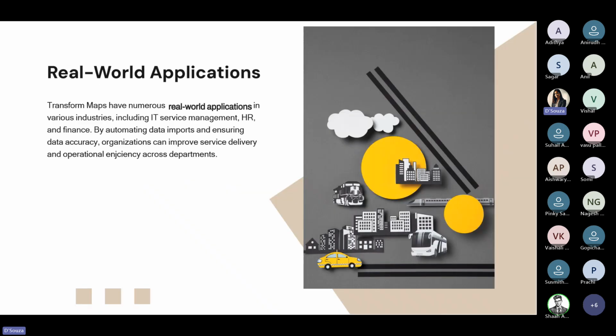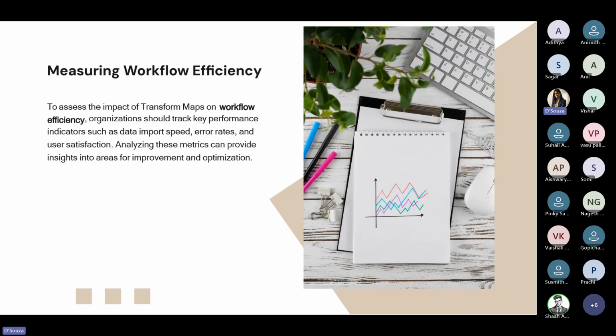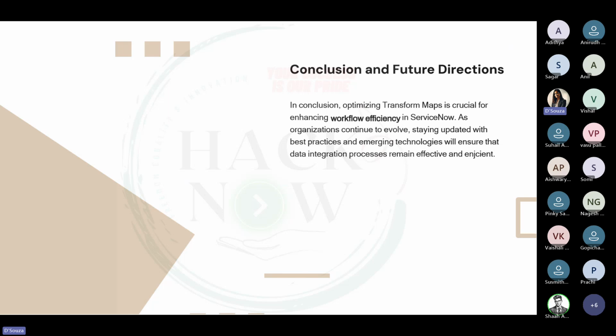For real world applications, usually we use this for IT service management, HR and finance. Whoever the users are that are onboarded, we will be able to load them into the user table using these transform maps. Measuring the workflow efficiency, it should track key performance indicators such as the import speed. We can see the import speed there, right? Also the error rates, user satisfaction, and all these things. Then coming to the conclusion, transform maps play a crucial role in ServiceNow.